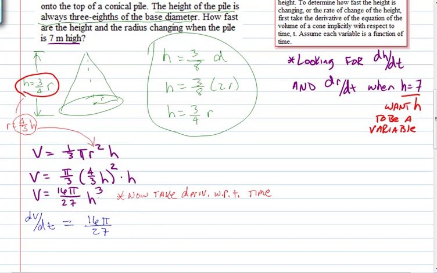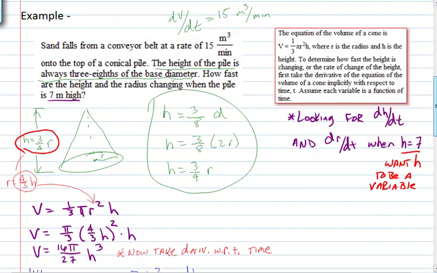16 pi over 27 is a constant. Now we take the derivative of the h cubed, and that's going to give us 3h squared dh/dt. Right? I'm taking the derivative implicitly because the variable that I'm taking the derivative with respect to here is time. Because I'm looking for a rate of change. Rate of change is a change in time. So what am I going to plug in for dV/dt?